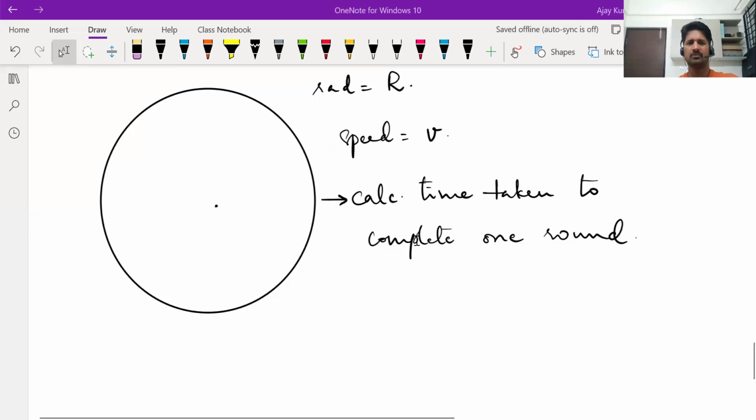Why is this taking so much time? You know the speed with which the object is moving. You are asked to calculate time. Pawan, what are you trying to do?